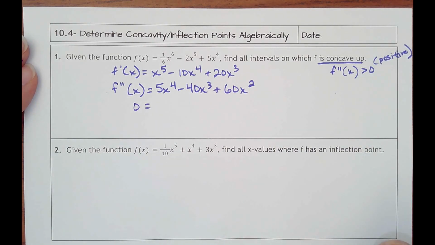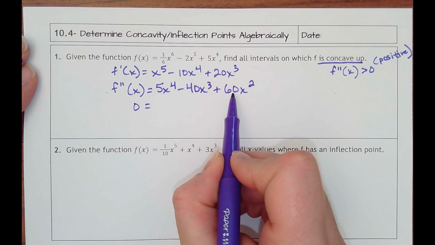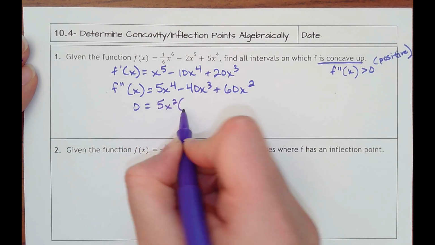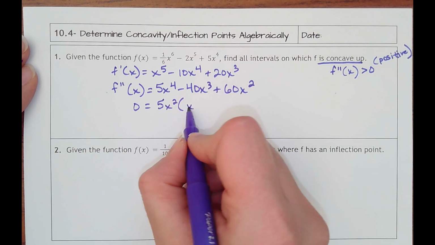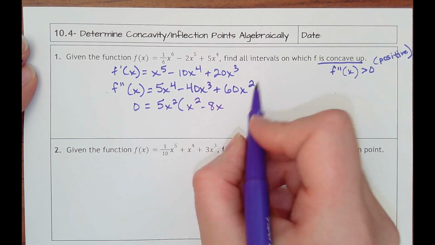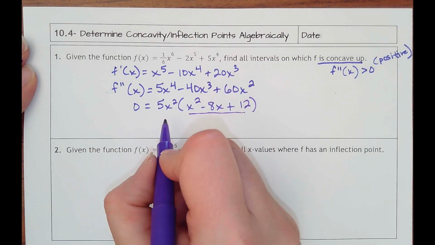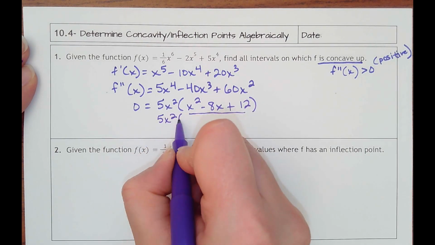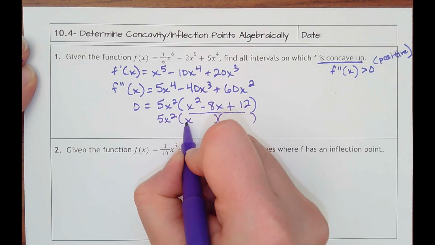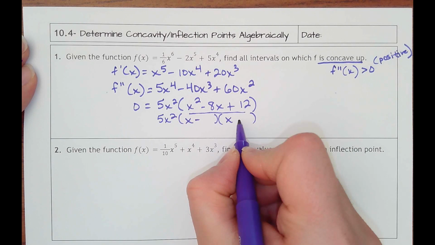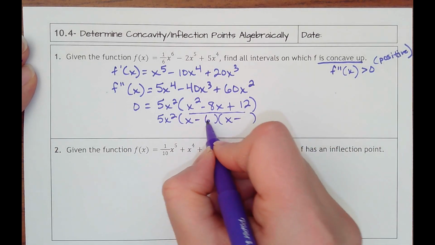Always look for a GCF. I see every coefficient can be divided by 5, and I can take out an x squared. So that's my GCF. I would have left x squared minus 8x plus 12. Then I need to factor this basic trinomial. I need two numbers that multiply to make a positive 12 but add to make negative 8. They're going to both be negatives, and that would be 6 and 2.